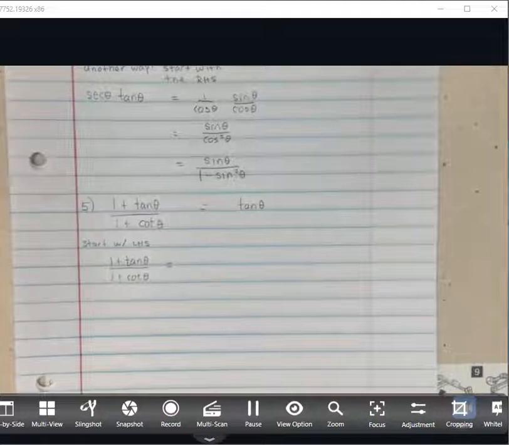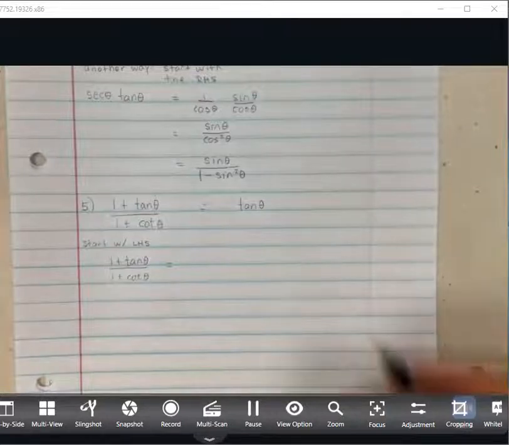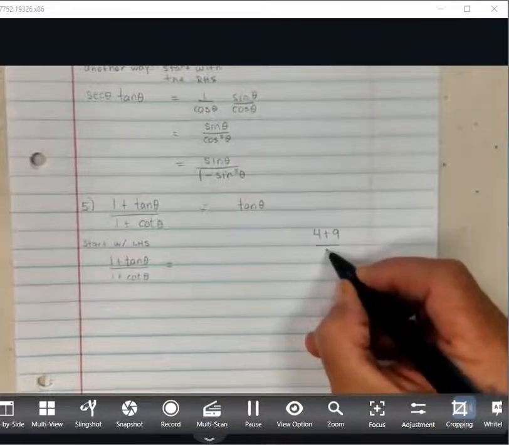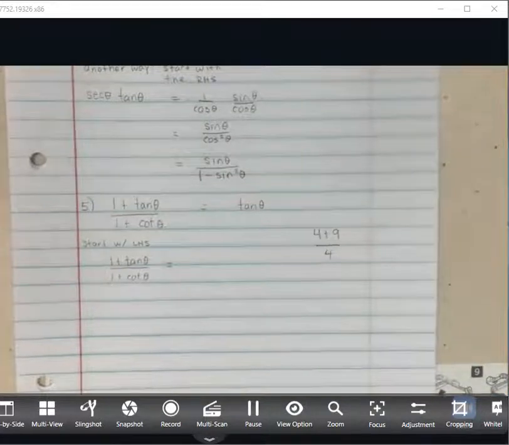You cannot. You can only cancel through a product, not a sum. Once that plus sign's there, I can't just pick my favorite term and cancel it. If you have, say, 4 plus 9, that's 13, right? If I divide 13 by 4, that's different than canceling the 4s and getting 10. Can't do that because with 4 plus 9, that little dividing bar acts as parentheses. And we can't cancel through a sum. We can only cancel through a product.